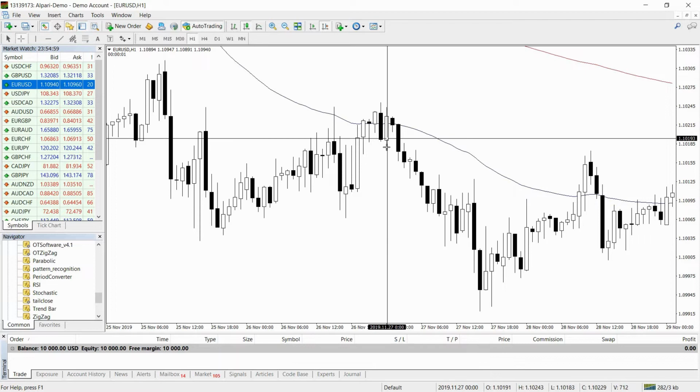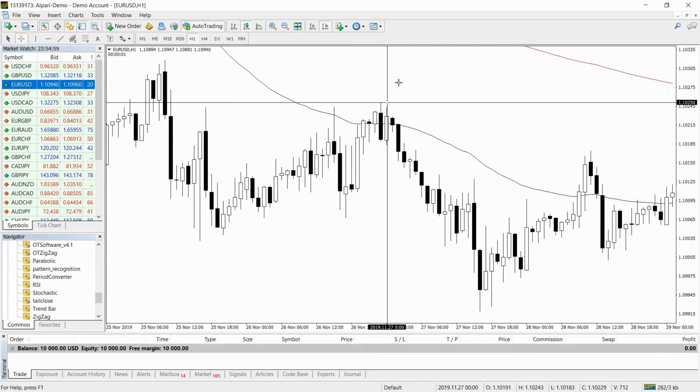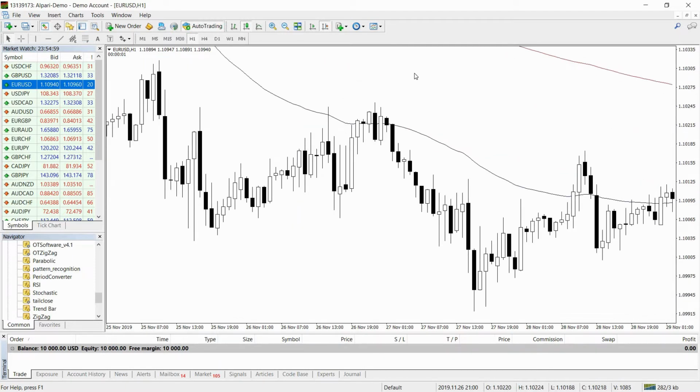Just for this example, I'm going to look for a 15 pip stop loss to a 15 pip profit target, so 1-to-1 risk to reward. So we're risking £100, for example, or whatever you like to think of in monetary terms, whatever your account size is. Just for this example, we risk £100 to make £100, or we risk 15 pips to make 15 pips.